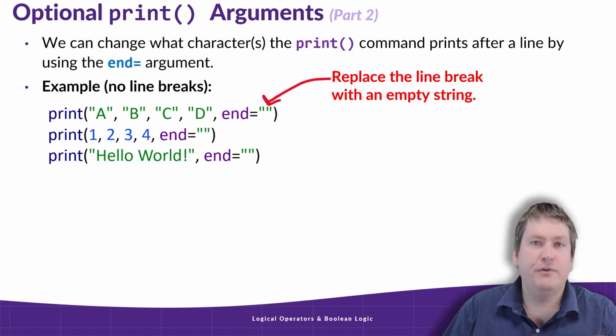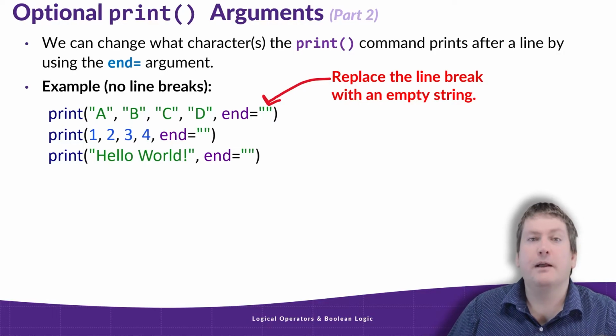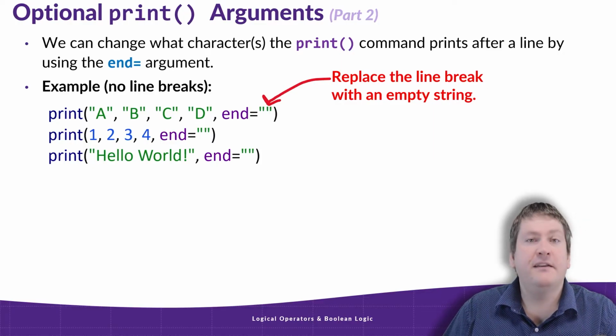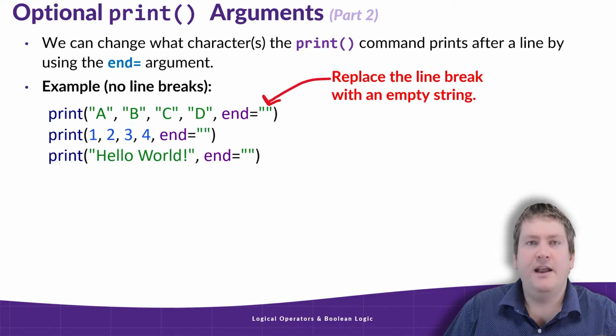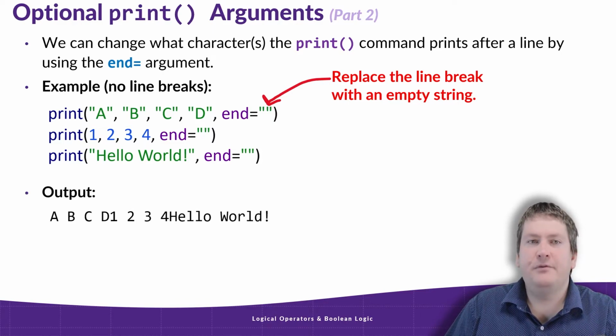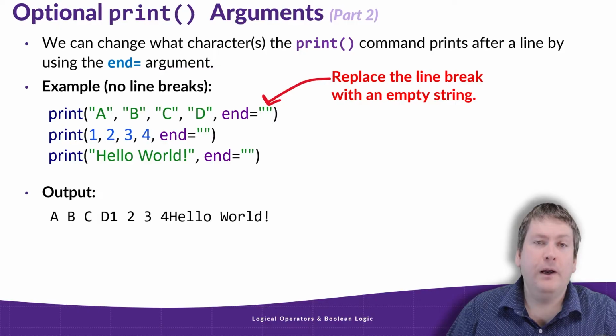The empty string is when we have two sets of double quotes with nothing in between them, sort of like blank or nothing. This tells print that instead of printing a line break at the end of each line, it should print nothing. So this will make everything appear on the same line, even though it was different calls to print that outputted it. So the output in this case would be A space B space C space D, and then instead of a line break, we now just have nothing. So it's now 1 space 2 space 3 space 4, and then again we have a new print command, but again because we removed the line break, it's on the same line, and then we have hello world. So we're removing those line breaks by using end to set it to nothing.